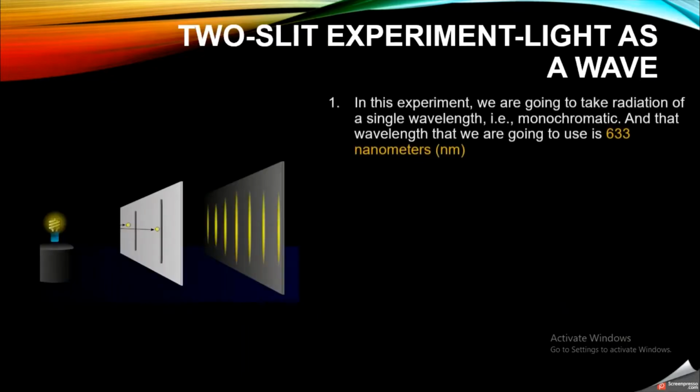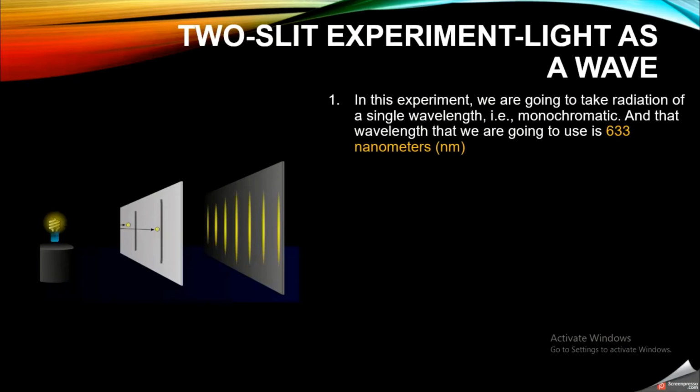So now let us start with the experiment which is commonly called a two-slit experiment or the double slit experiment that actually proves that light is behaving as a wave. So in this experimental setup you have a light source which is particularly a monochromatic light source. That is, it has a single wavelength. In this particular case, let's suppose this light is of 633 nanometer.